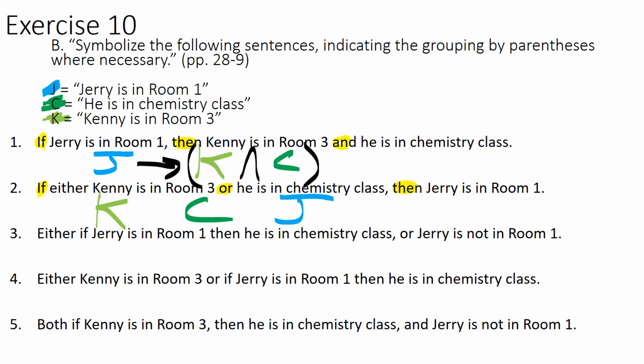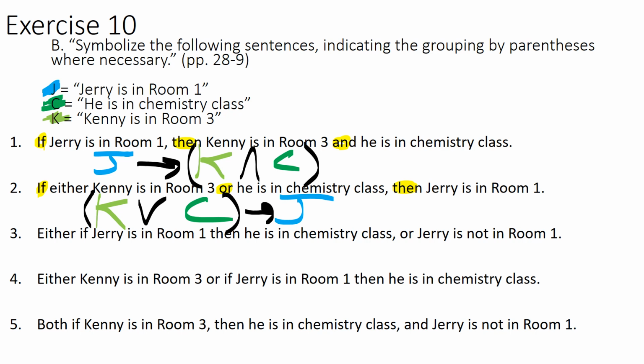Now let's put in our connectives. We have K or C. Parentheses. And now we have our arrow. If K or C, then J.